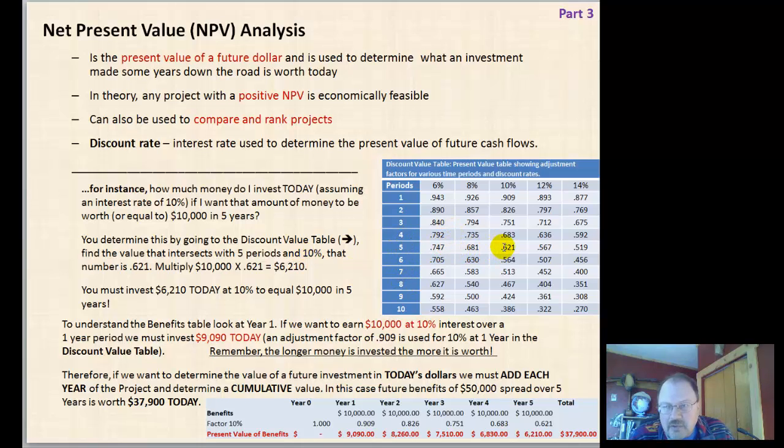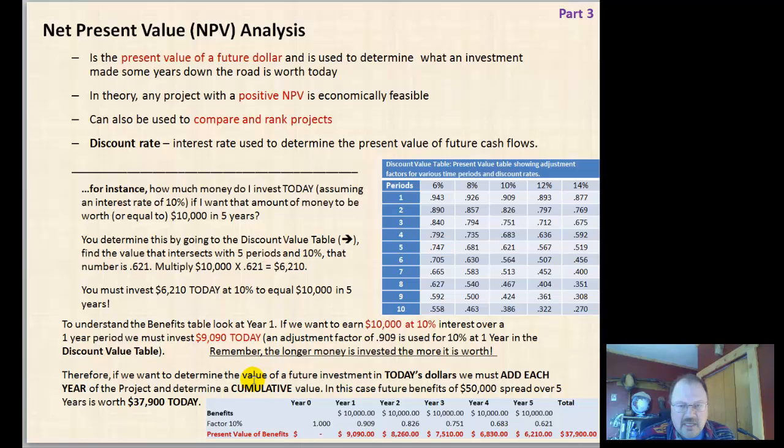At 10%, it's 0.621. Then multiply 10,000 times 0.621, so that would be $6,210. So at 10%, in order to get to $10,000, I have to invest about $6,200 today to get there. That's the idea behind this. Go ahead and read the rest of this to understand the benefit table. Look at year 1. Okay, I think we've got that.